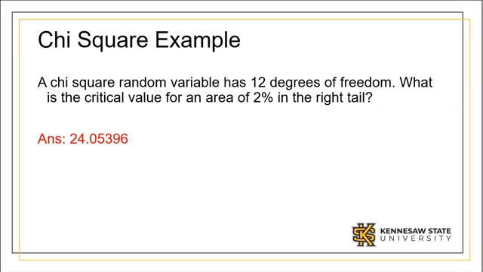Let's look at this example. In hypothesis testing, we often need to find a critical statistic based on an elected amount of risk. Here, risk is 2%, and we have 12 degrees of freedom. Using technology, this gives us a critical value of 24.05396.